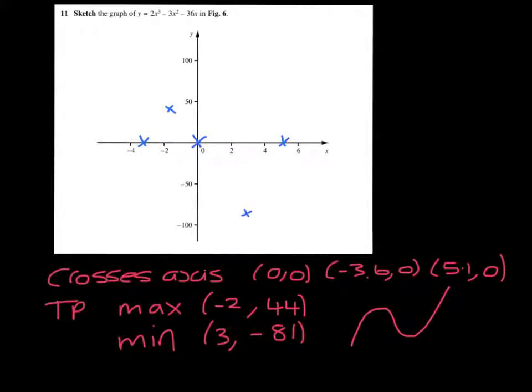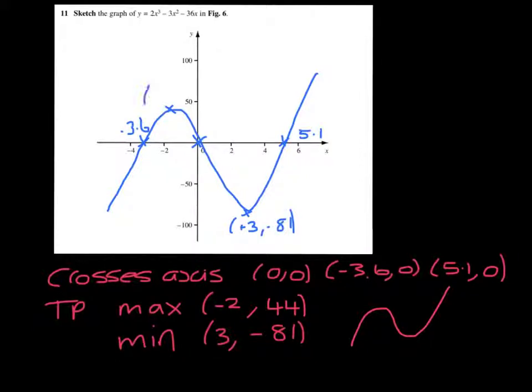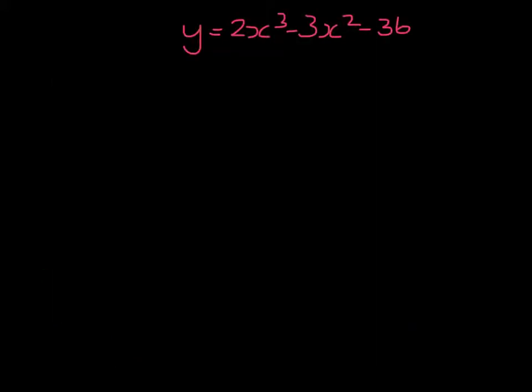And all we need to do now is join these points together and label them. So that's 5.1, 0 and minus 3.6, 0. This turning point is at plus 3, minus 81, and this turning point is at minus 2, 44. Final bit in the question, we have to work out the area.